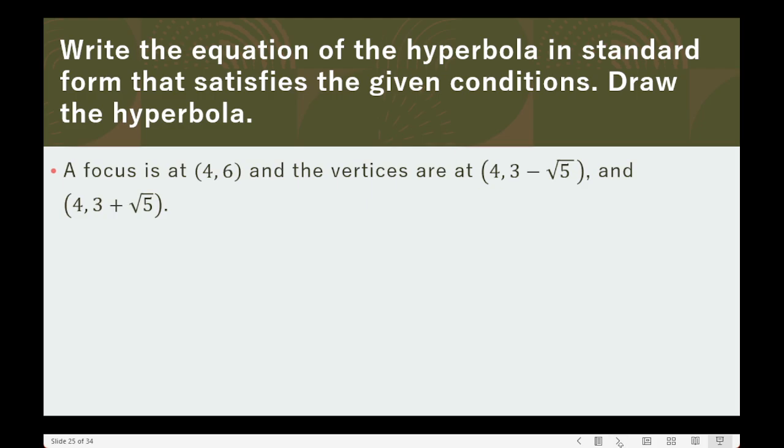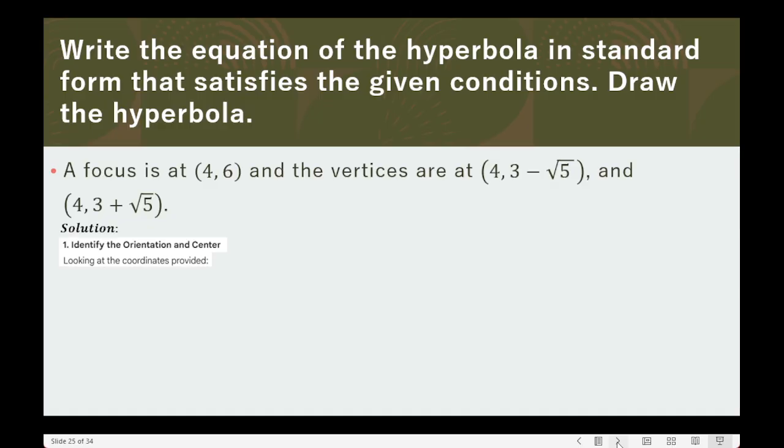Next, how about this condition? We write the equation of the hyperbola and draw its graph if the condition is a focus is at (4, 6), and the vertices are at coordinates (4, 3 minus square root of 5) and (4, 3 plus square root of 5). So for our solution, identify the orientation and the center.